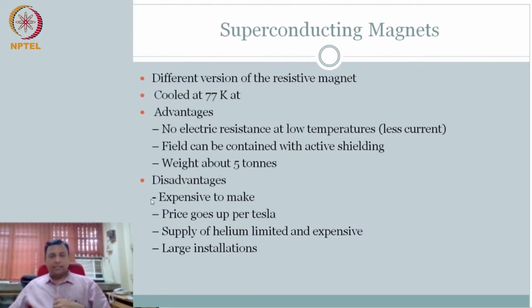Of course, it has its own disadvantages. The disadvantages mostly have to do with complexity and expense. It is expensive to make, and therefore the price actually goes up per Tesla. This is how they talk. If you go from 1.5 Tesla imaging to 3 Tesla, the complexity of the infrastructure is going to go up, and therefore the cost goes up.